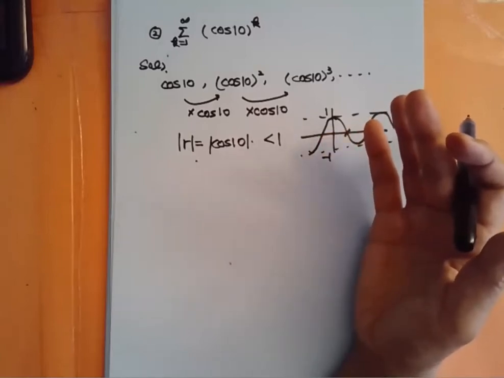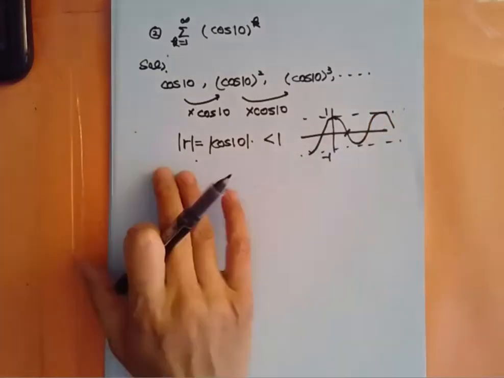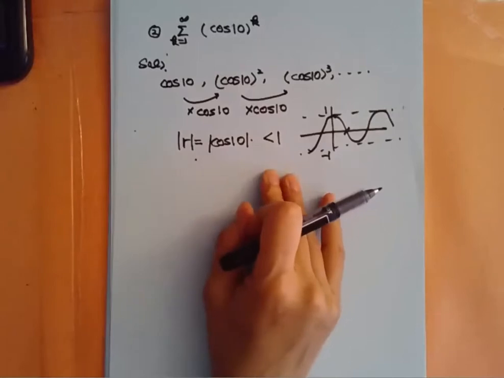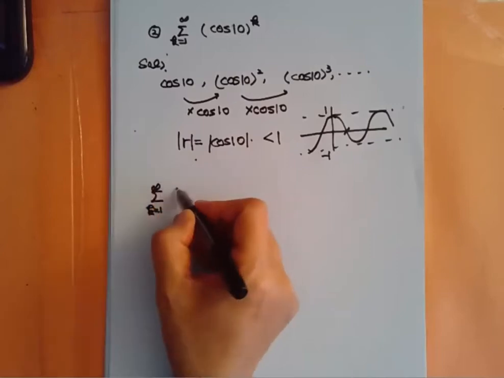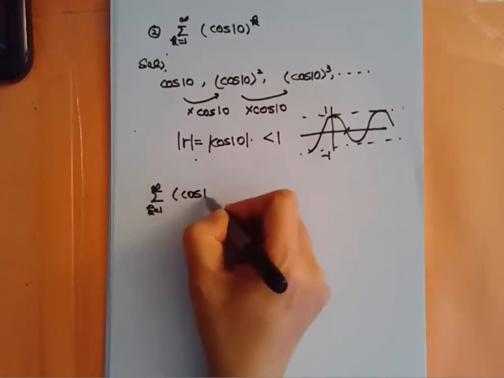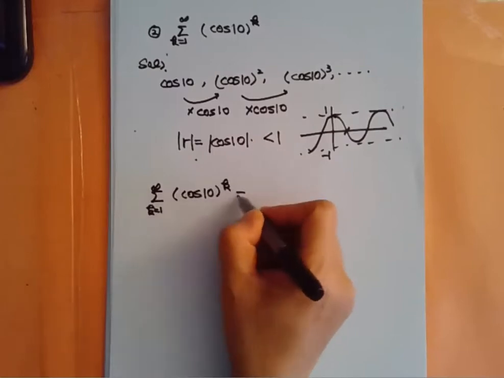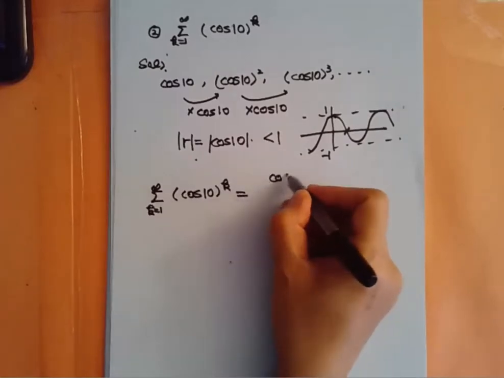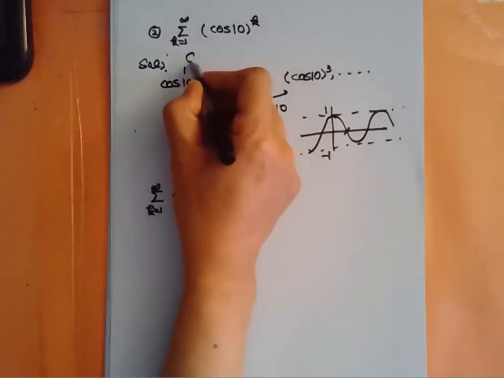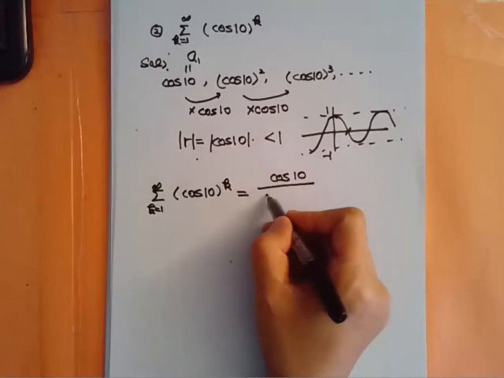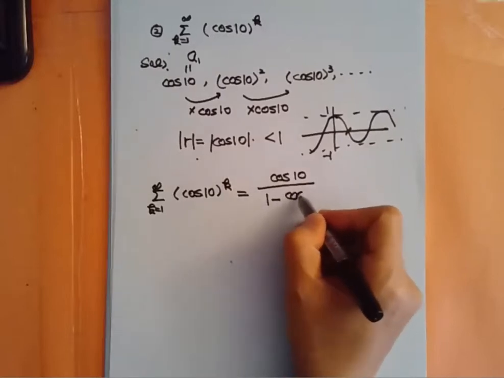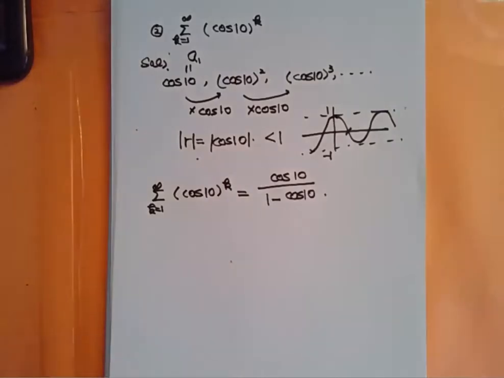So we can say that the absolute value of the ratio is less than 1. So what's important here is that we can apply the sum formula for the geometric series. So this is the first term, cosine of 10, over 1 minus r, which is 1 minus cosine of 10. You cannot simplify further with this.